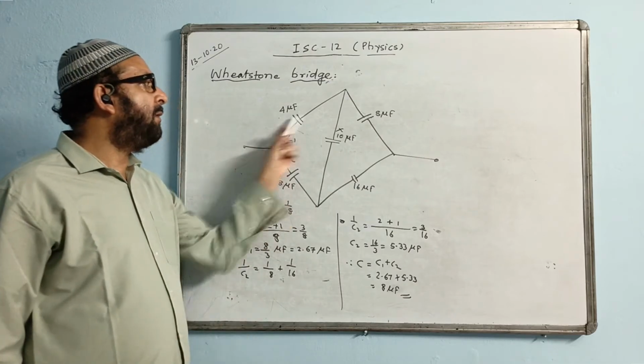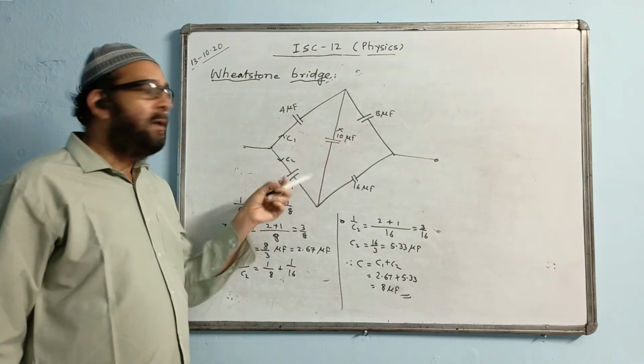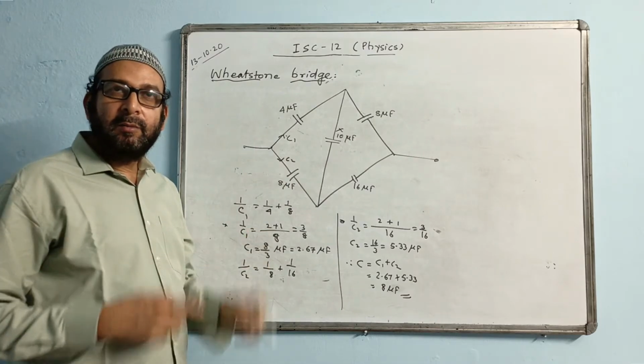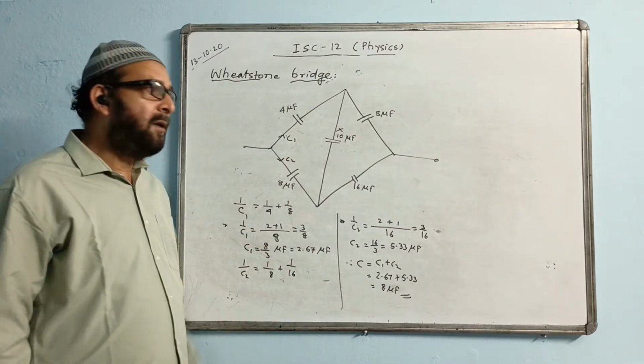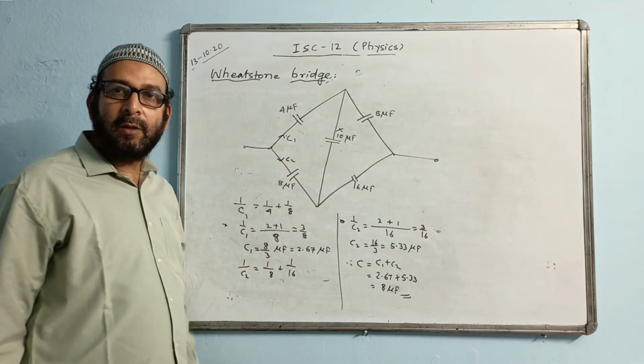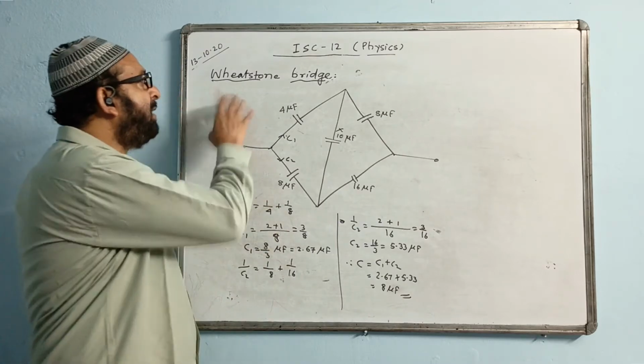Three things will be unknown: I1 here, also I2, I3. That becomes slightly lengthy. So that is not expected at IC standard, and it is mentioned in the syllabus. That type of question will not come. We will have questions only on the balanced Wheatstone bridge.